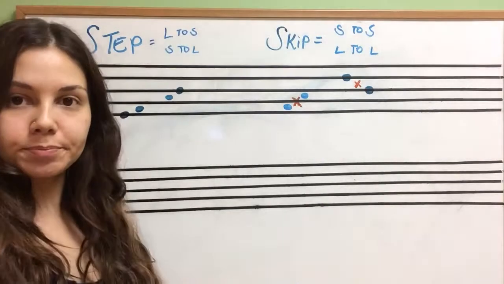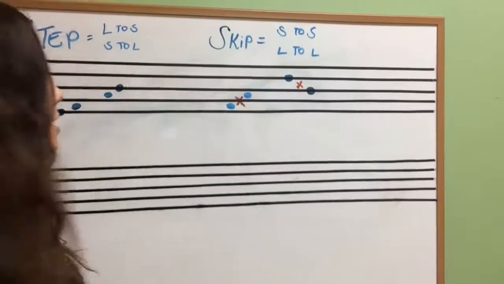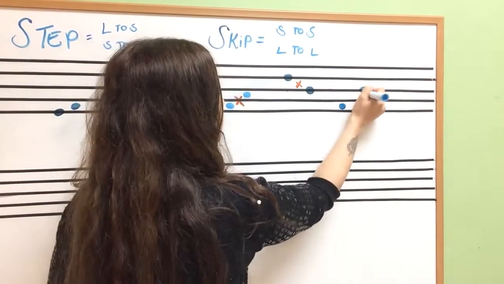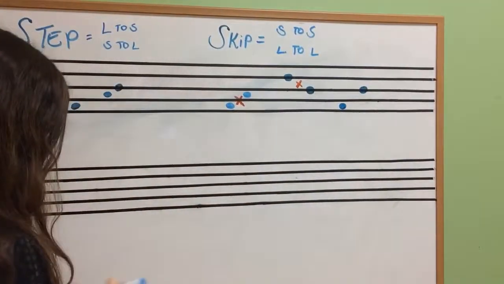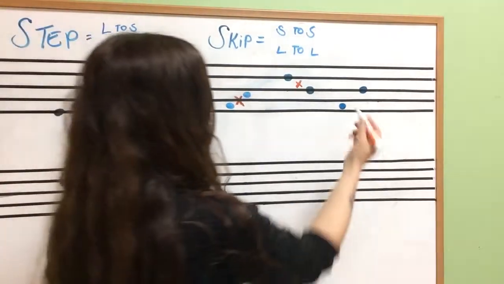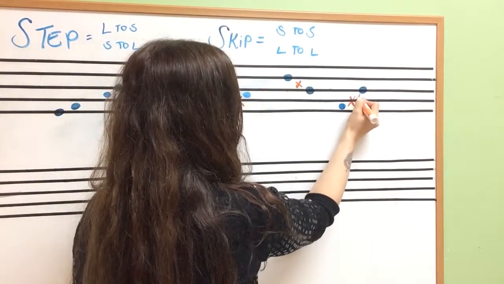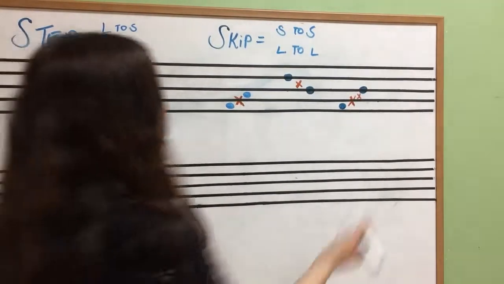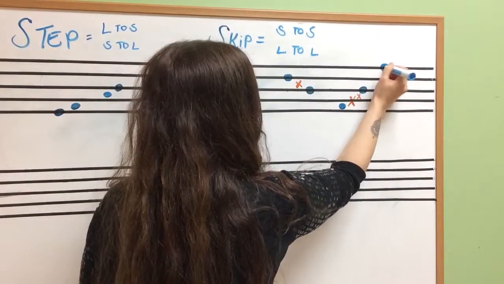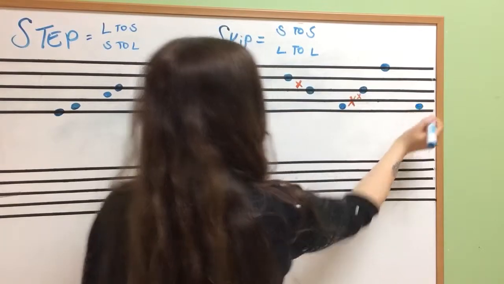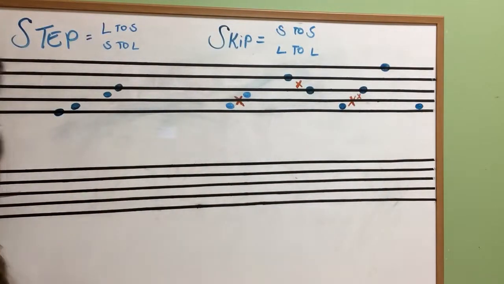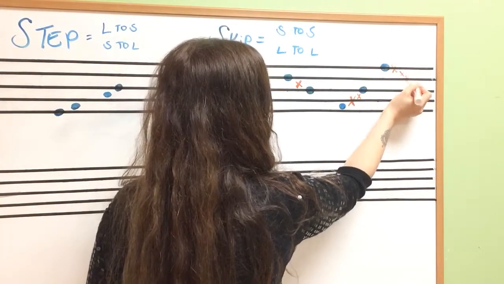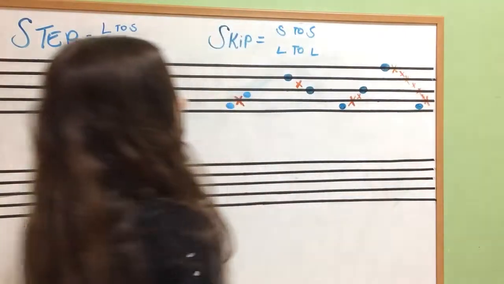But like I was saying, this is where it kind of gets a little confusing because you can have a skip from this space to this line. Okay, there are some notes in between here. There's one and here's another one. Okay, and this could also be a skip. This line all the way down to this space. Okay, and again, you have lots of notes in between here, like that.